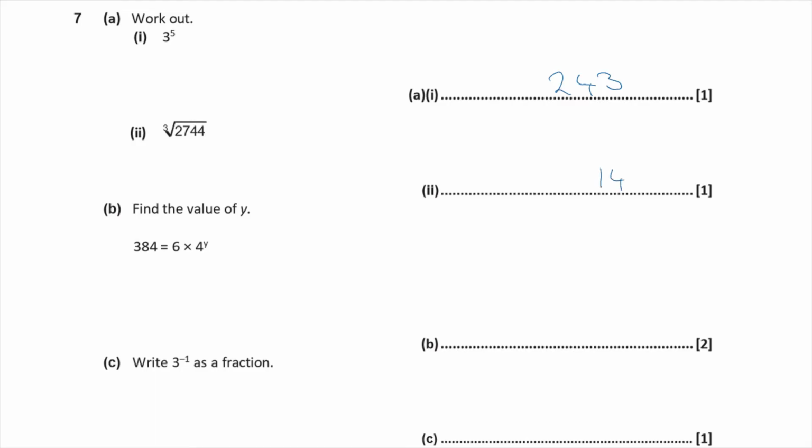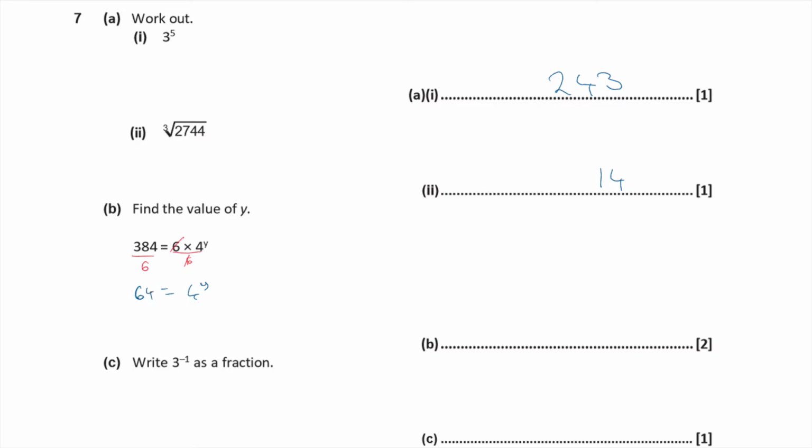Find the value of y if 384 is equal to 6 times 4 to the power of y. I think what I'm going to do first is divide both sides by 6. Okay, so then that will cancel and it will just leave me with 4 to the power of y is equal to something. That might be helpful. So 384 divided by 6, that's equal to 64.